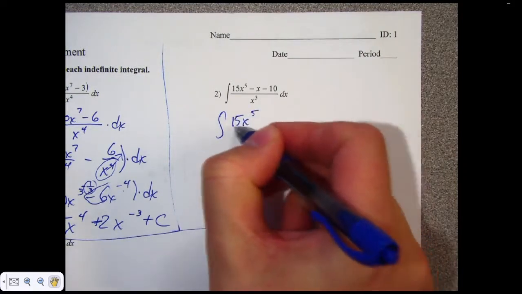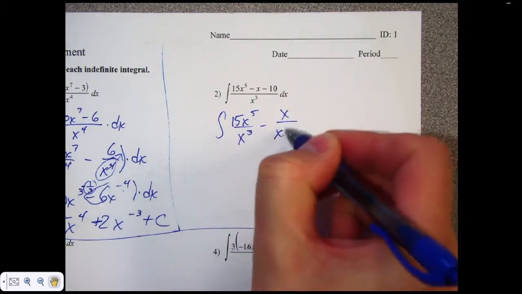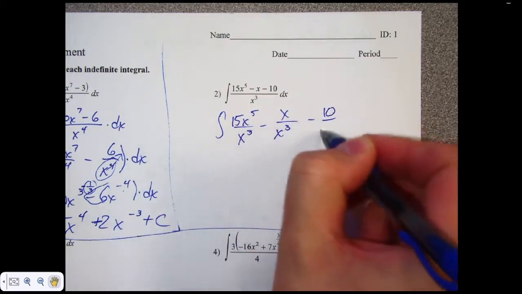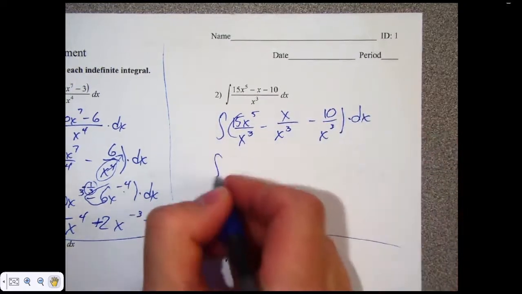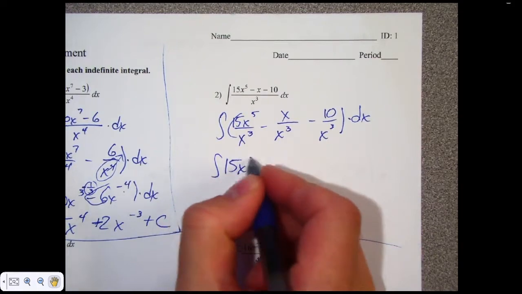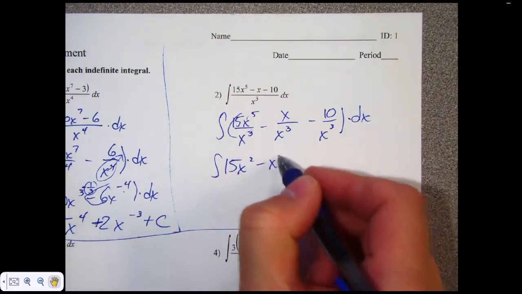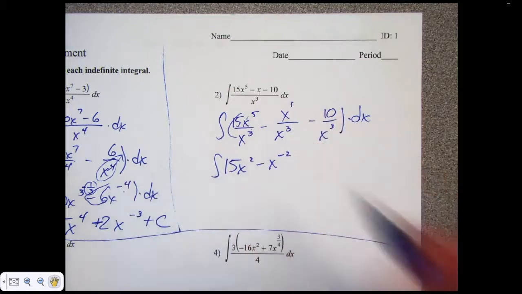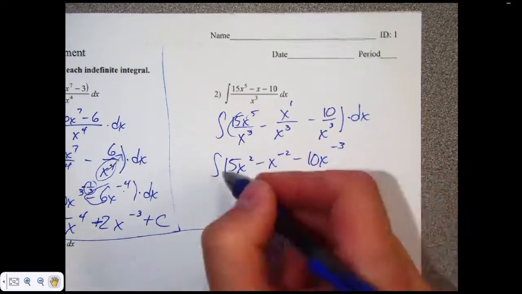Checking, so I think it's good to start going. So I'm going to split it up first. I'm going to separate that fraction back out, like uncommon denominator it, and then rewrite each of those. So this would be 15x squared, because you're doing the 5 minus 3. This would be x to the negative second, right? Because 1 minus 3. And then this would be 10x to the negative third.